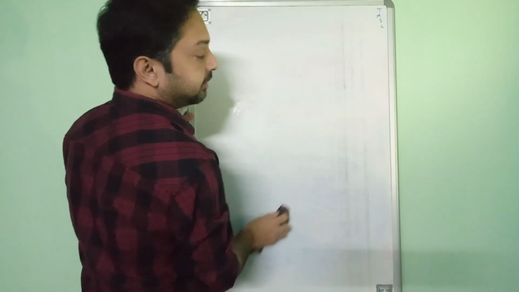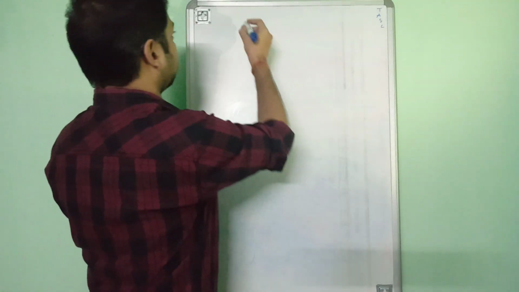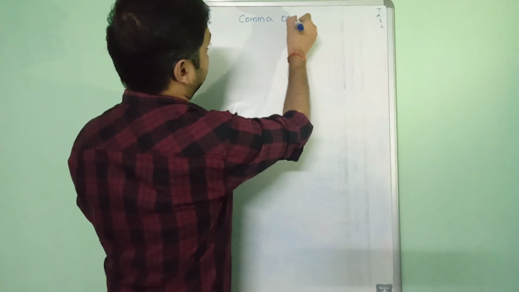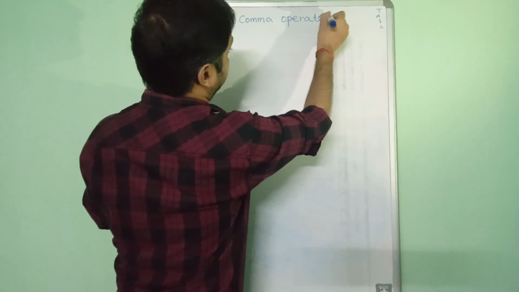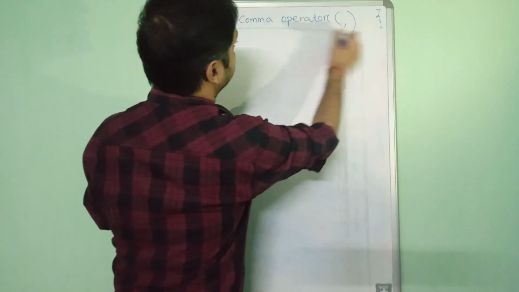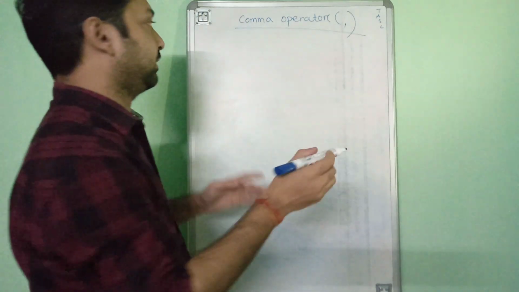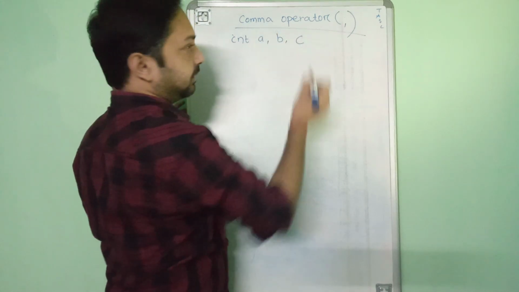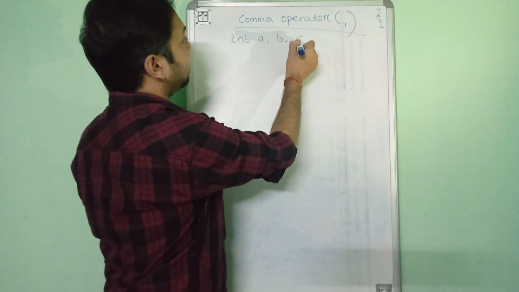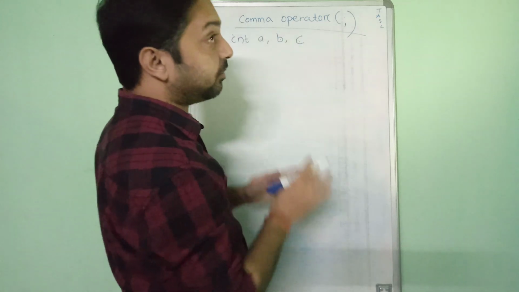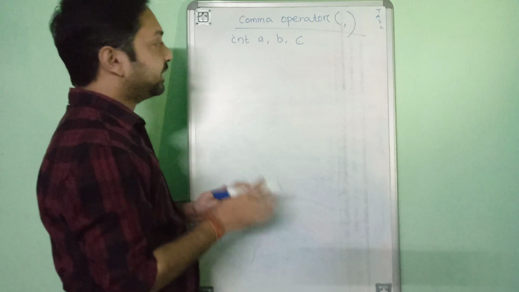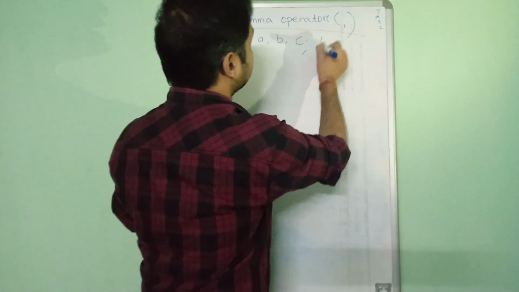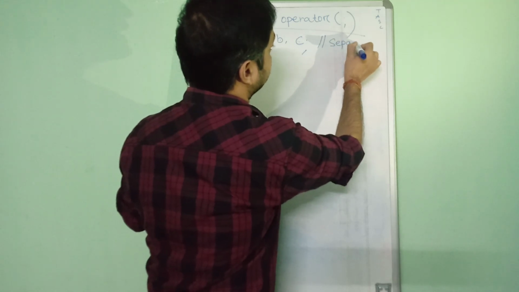Another one is the comma operator. So why is the comma operator used? The comma operator is basically used as a separator. Suppose I am writing here int a, comma b, comma c. So there are 3 variables a, b, and c, which are of integer type. When all the variables are of the same type, we can declare them in a single statement separated by commas. So in this case, the comma operator works as a separator.